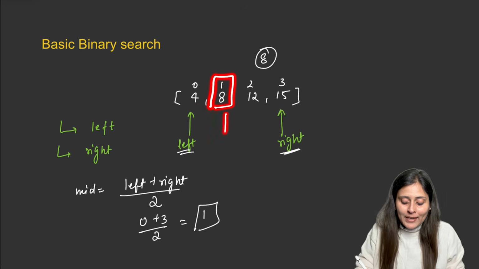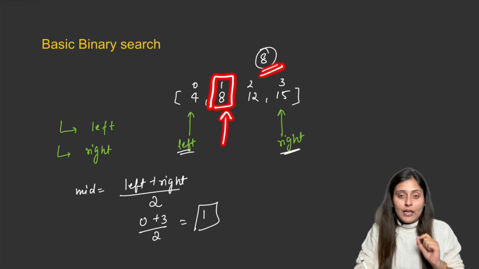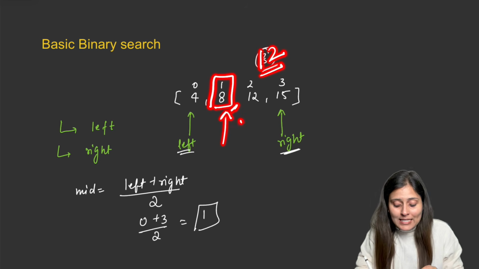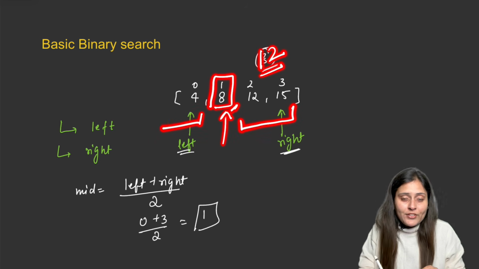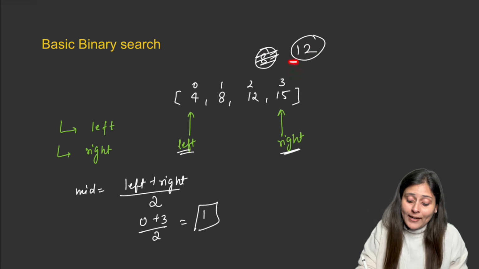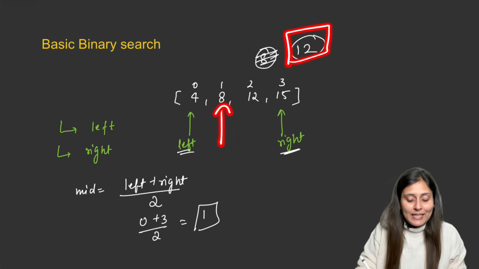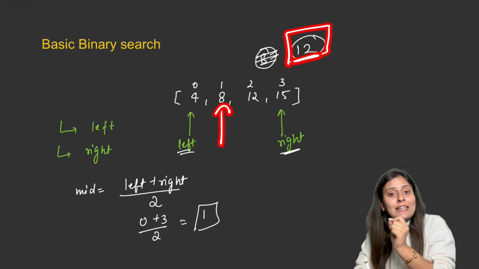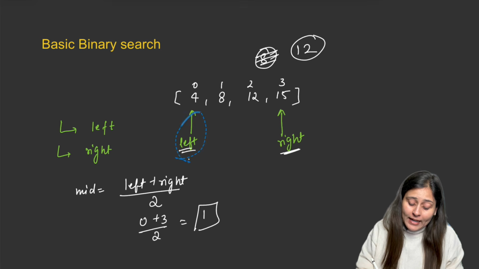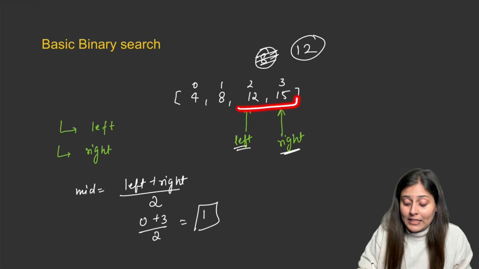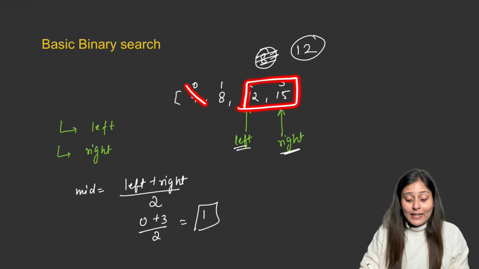In this case, the middle element itself is the target. If our target was 12, then we can decide whether 12 lies in the right half or the left half based on the mid element. We simply compare our target value 12 with the mid element 8 and say that 12 lies in the right half. Here we will move our left pointer from index 0 to mid plus 1, and then continue searching in the right half of the array, eliminating the left half.